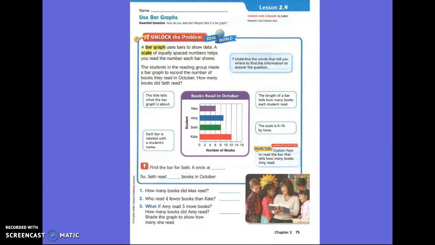Today we are going to talk about bar graphs. You're going to read and interpret data in a scaled bar graph. Please read what a bar graph is. A bar graph uses bars to show data. A scale of equally spaced numbers helps you read the number.